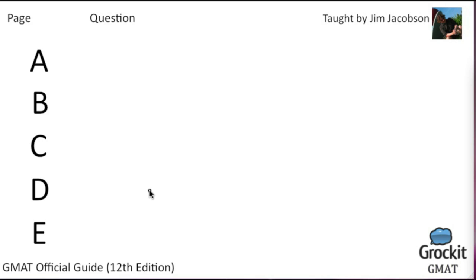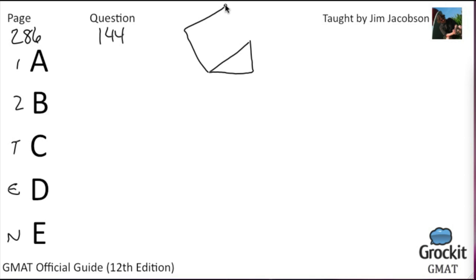Turning the page to page 286, number 144. In the figure above, if the area of triangular region D is 4, what is the length of a side of square region A? Excuse me, I'm sorry. So triangular region D shall be this.